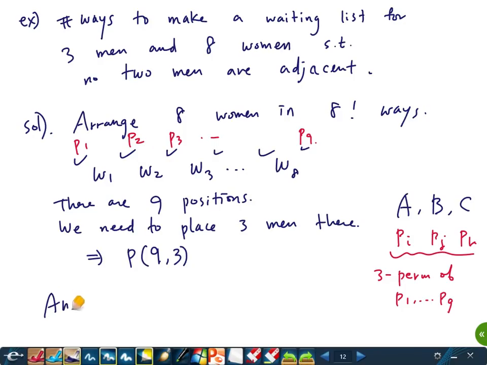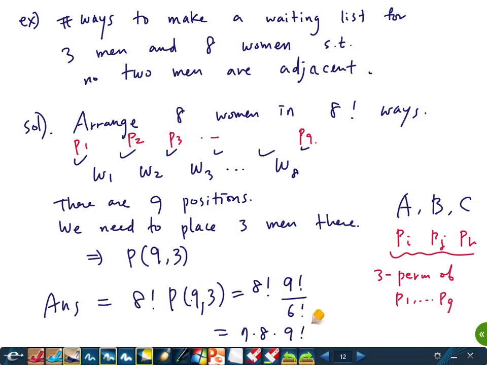So the answer is going to be: we first arrange the 8 women in 8 factorial ways, and then we need to arrange the men between the women like this. This is the answer. But we have a formula for this. It's 8 factorial times 9 factorial over (9 minus 3) factorial, which is 6 factorial. Or if you want, you can cancel this. So it's 7 times 8 times 9 factorial. Okay?